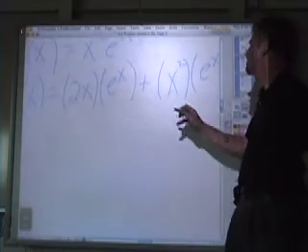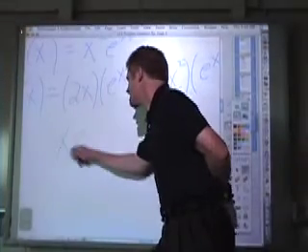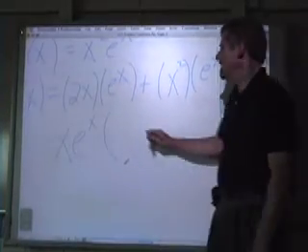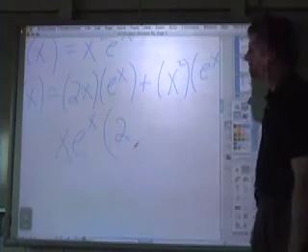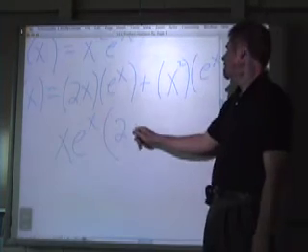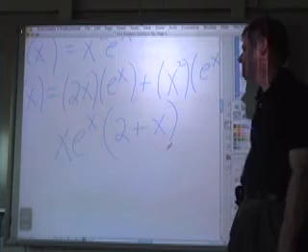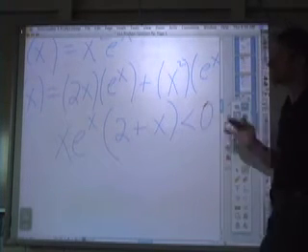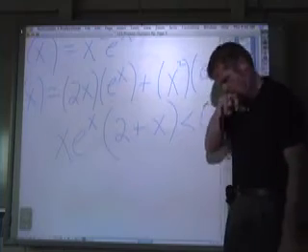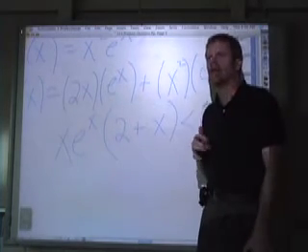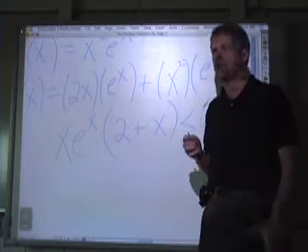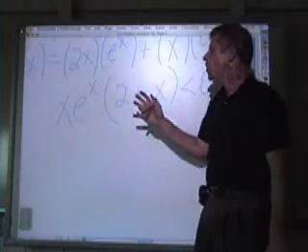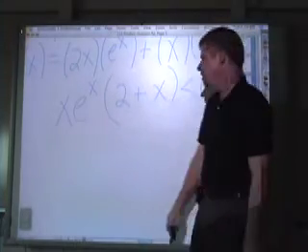The greatest common factor appears to be x e to the x. When I factor out the x e to the x, what remains in parentheses is 2 plus x. Alrighty. So my question is, when is this less than 0? Well, to find out when it's less than 0, I'd be interested in seeing some boundary points. The boundary points would be where it's equal to 0.